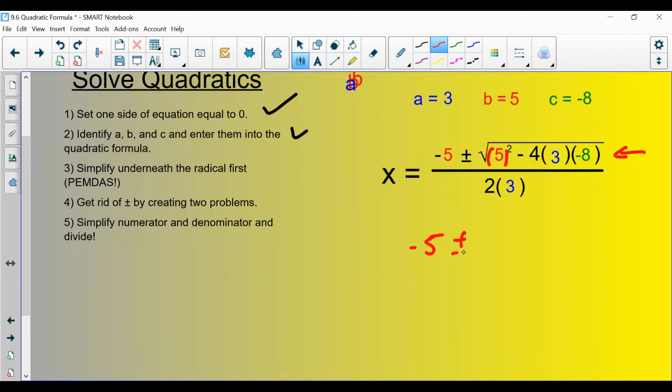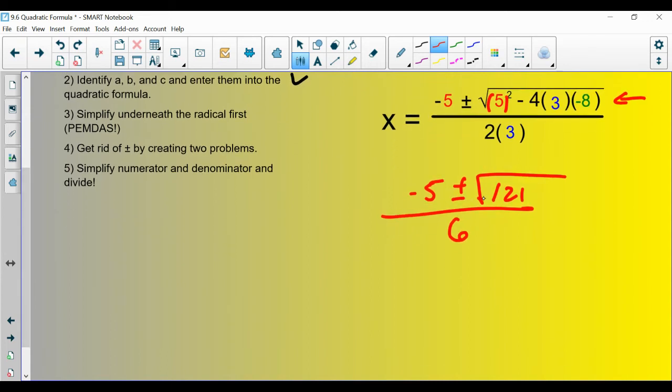So it'll look like this, negative 5 plus or minus the square root of whatever you get out here over, I guess, 6, because we can do 2 times 3. So go ahead and type this whole thing into your calculator if it's capable of doing order of operations. So you would have 5 squared minus 4, 3, negative 8, enter. And what I got when I typed all of that in, hopefully you guys are following along, is 121. So we have negative 5 plus or minus the square root of 121 over 6.